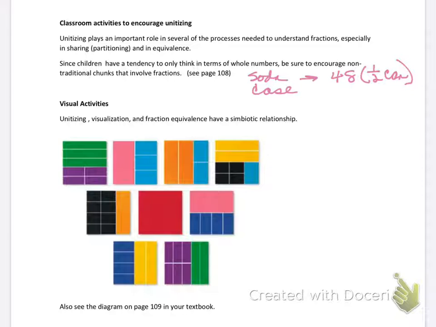Unitizing, visualizing, and fraction equivalence all have a symbiotic relationship. These are very colorful patterns. On page 109 in our book, you can see the pattern that they use, and it's a very good way to visually stretch to think about how these different squares or rectangles are divided up and how we can speak about them.